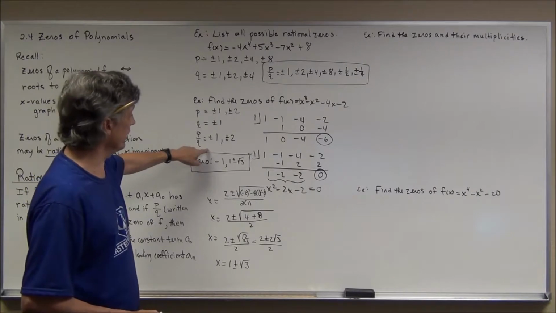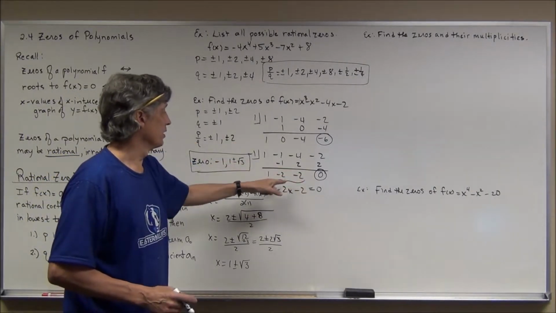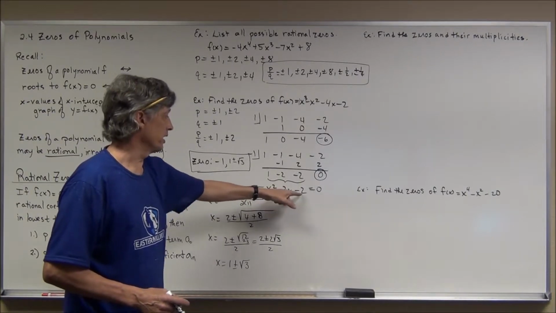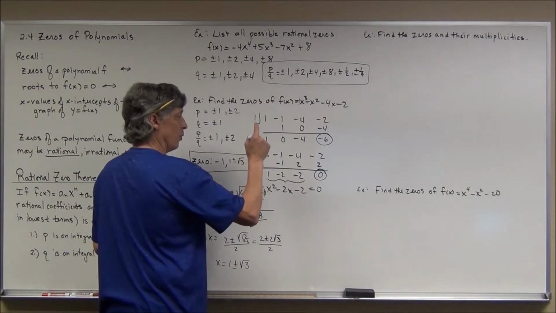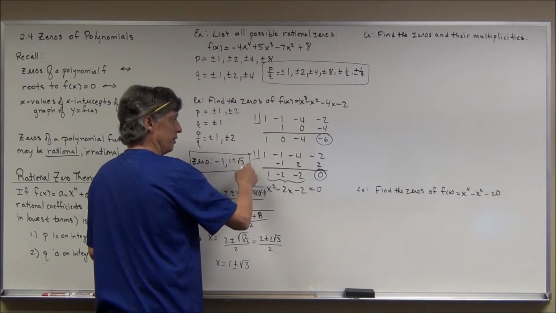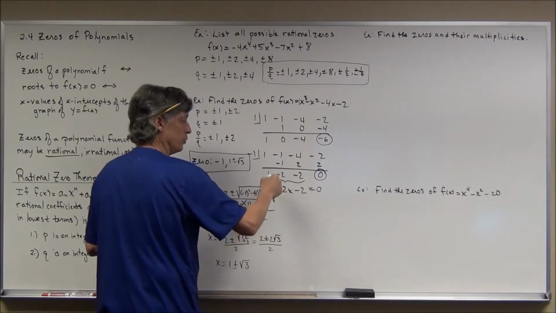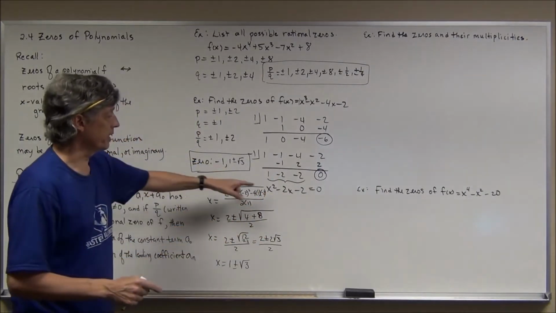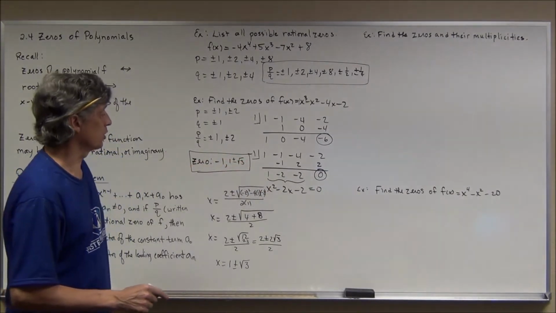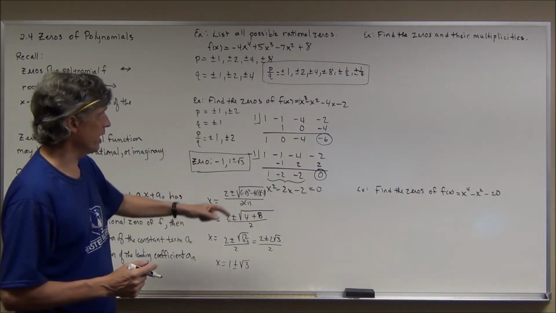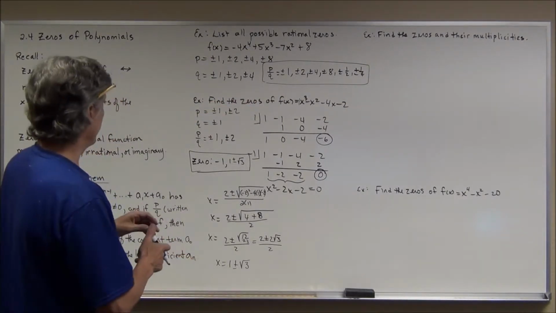By finding one of the rational zeros, in fact the only rational zero, the depressed polynomial turned out to be quadratic. Notice it's degree 1 less than what you divide into, because you're dividing by a linear. This was degree 3, my depressed polynomial was degree 2. It's always 1 less. And so if you can get it down to a quadratic, then of course, if it doesn't factor, you can use the quadratic formula.